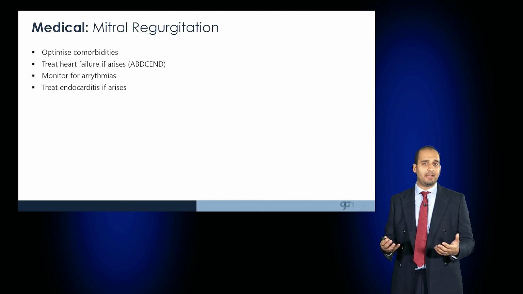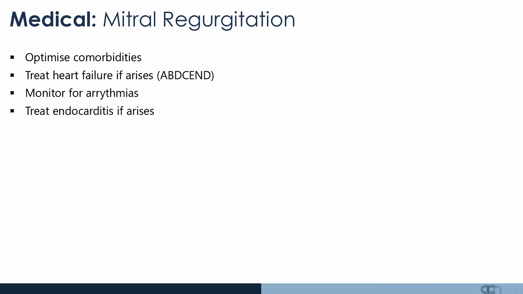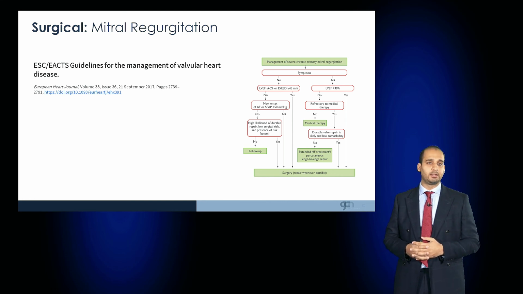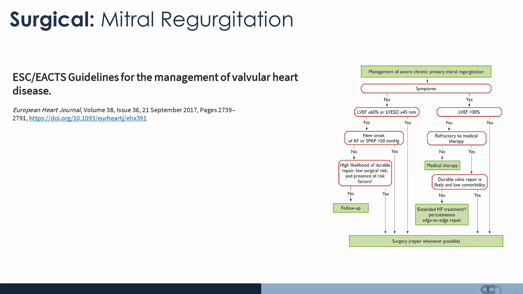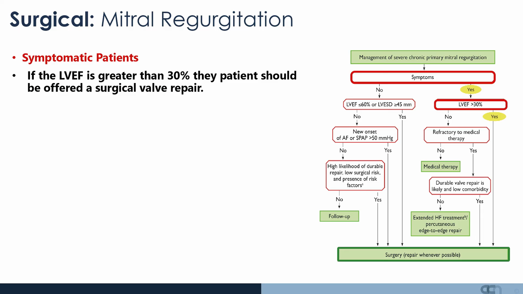Medically, if they have any comorbidities, ensure that they're optimized, treat heart failure if heart failure arises, monitor for arrhythmias and endocarditis, and treat appropriately. Surgically, we follow the European Society of Cardiology and the European Association of Cardiothoracic Surgeons joint guidance. In particular, if the patient is symptomatic or the left ventricular ejection fraction is greater than 30%, they should be offered a surgical valve repair to improve their quality of life.